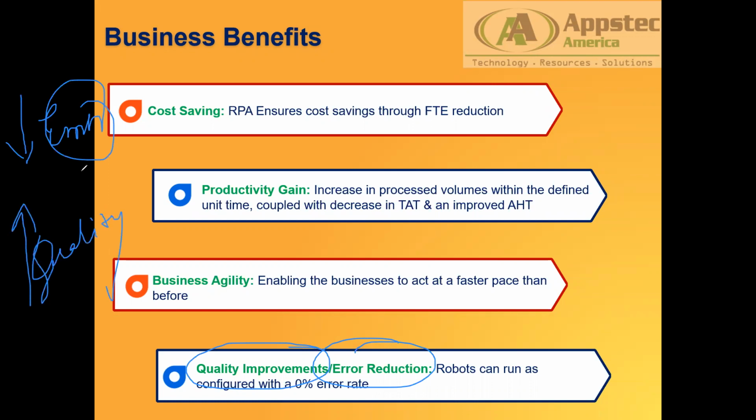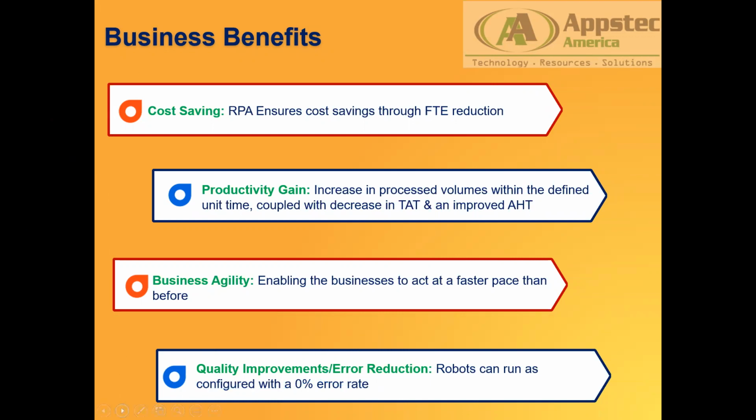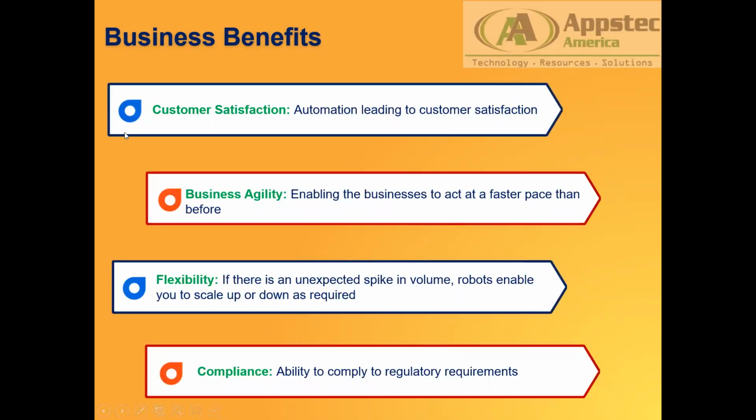That means error is inversely proportional to quality. If error reduces, quality will increase. If error increases, quality will reduce. Obviously, that's how business processes are assessed. What could be the other?